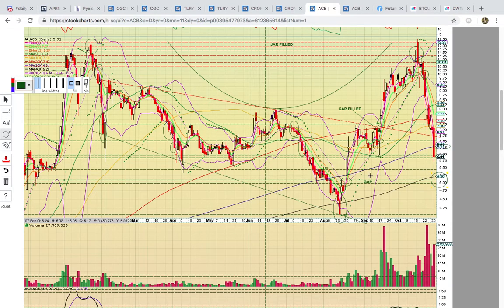I discussed these gaps multiple times when this took off. Everything was great, but I wish there weren't these gaps down here, because gaps do get filled. And as you can see, this gap got filled, and now this gap has potential of filling. If Aurora Cannabis comes down here and hits $5 and fills that gap, that would be a very good buying opportunity. So keep that in mind.